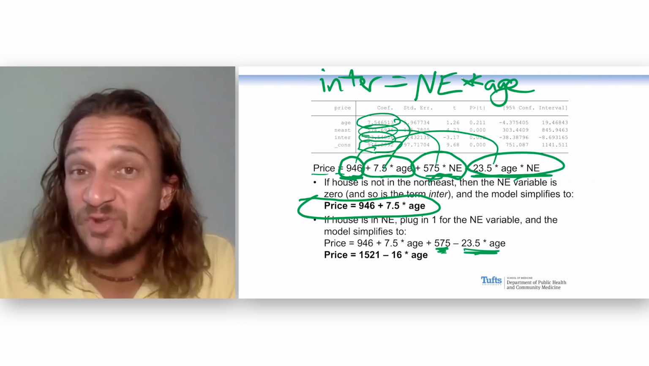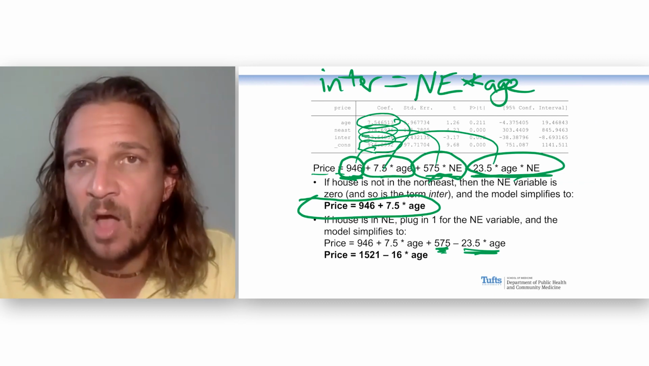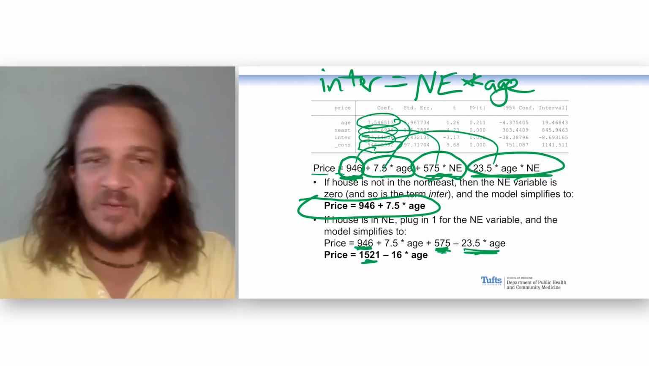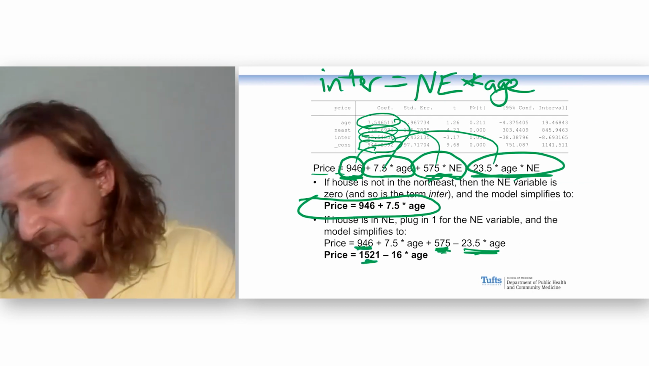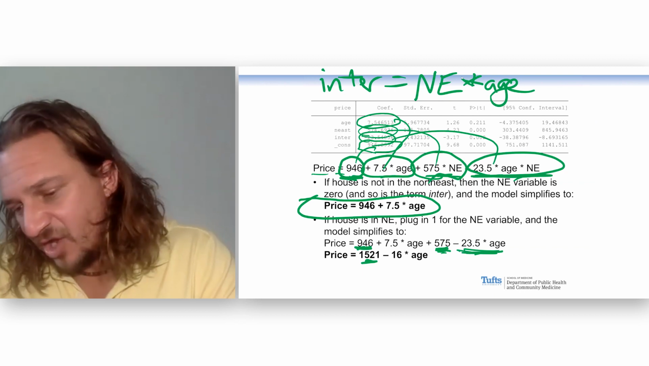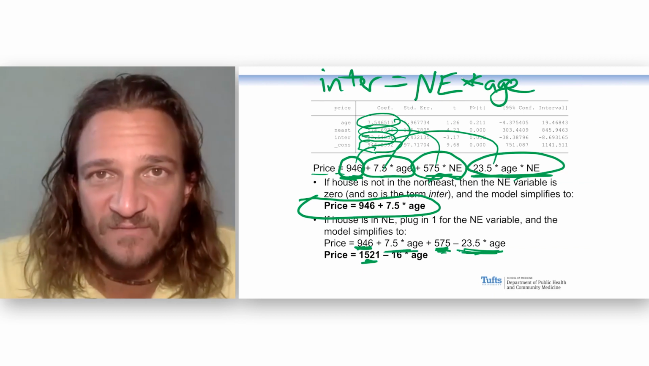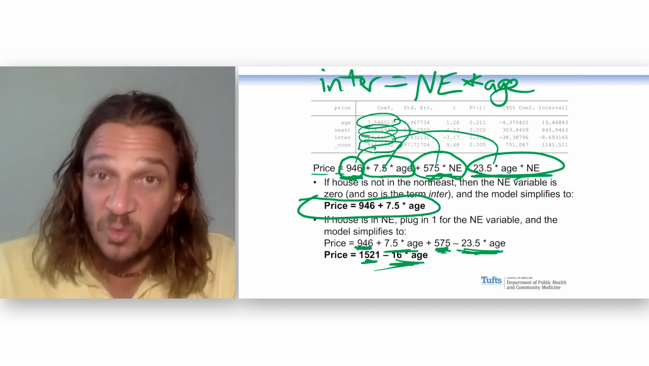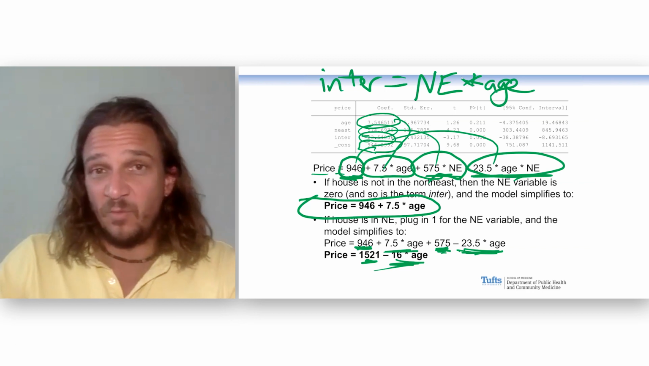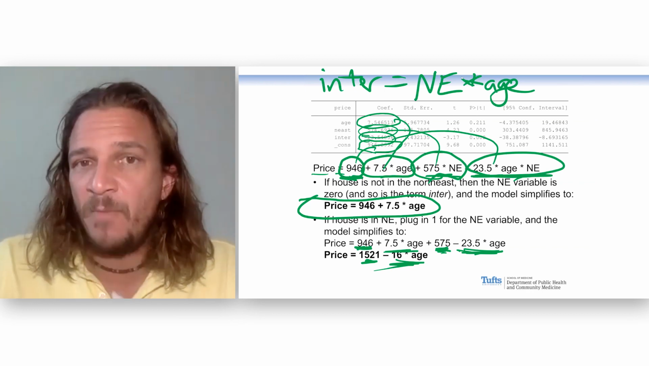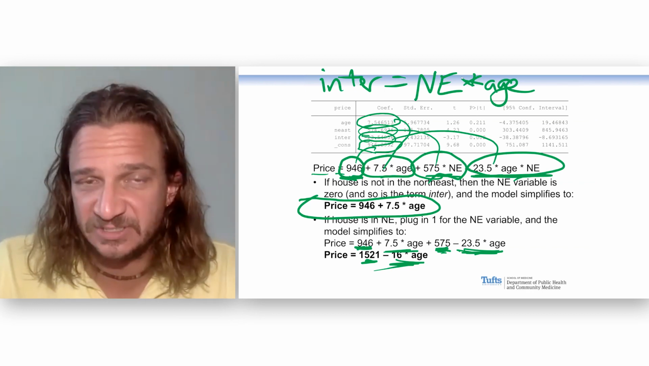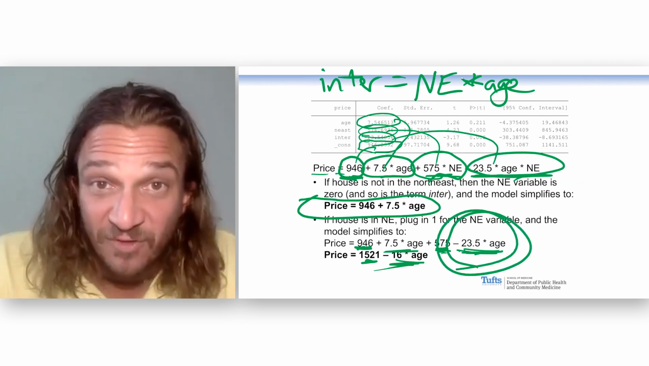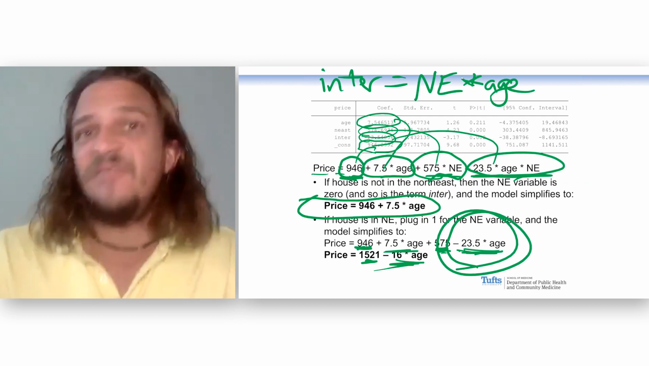Now, this is what's really interesting. If we simplify that model, the 575 goes with the rest of the intercept, and we have a new intercept. And the negative 23 times age goes with this 0.75 times age, and we get a negative age. So we see that one slope is positive and one slope is negative. How much different are the slopes? Well, they're 23 different.